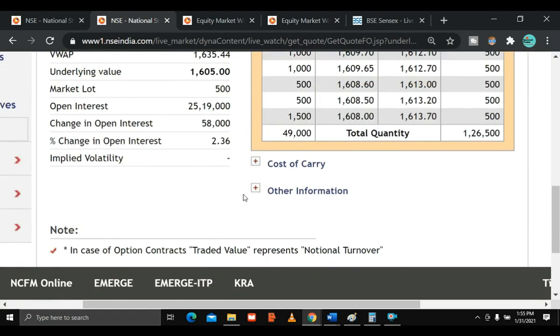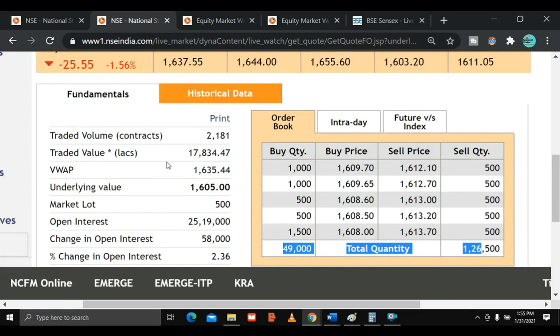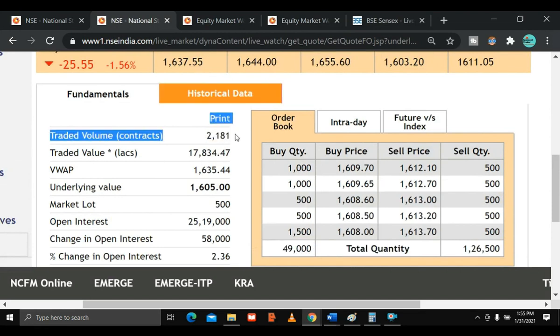Look at this quantity, for example, total quantity, like 1 lakh, something like 26,500. Observe these numbers, okay. Traded volume, okay. And also, observe this traded volume, okay.